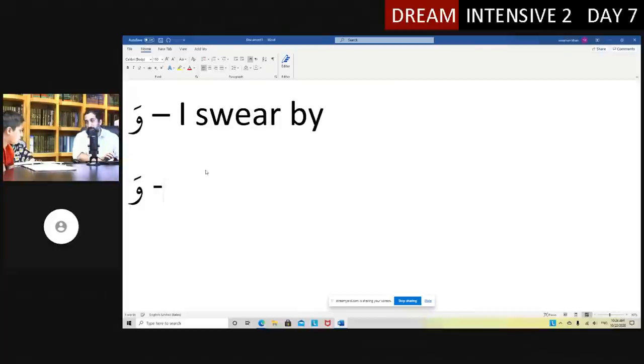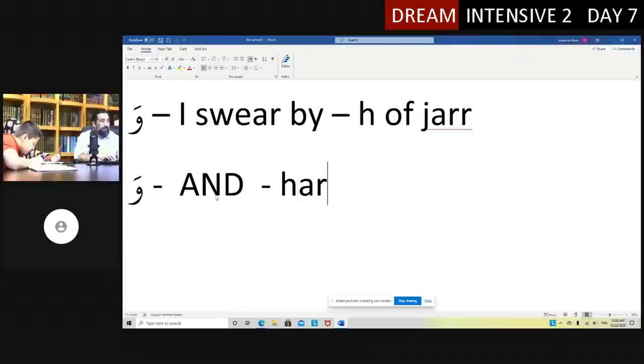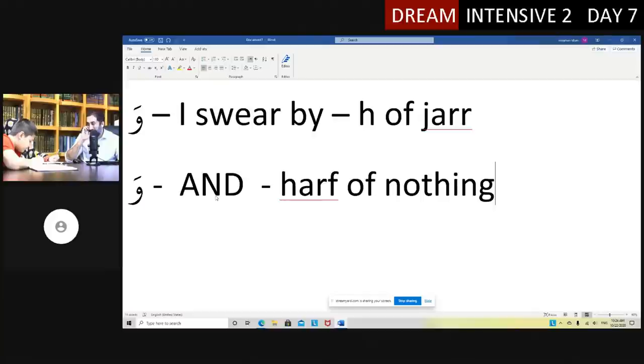There's another wa in Arabic. And by the way, this I swear by wa is a harf of what? Jar. Which means the next word better be? Jar, right? There's another wa in the Quran. And this guy just means and. And it's a harf of nothing. It doesn't make something rafa. It doesn't make something nasab. It doesn't make something jar. It has no effect on the next word.